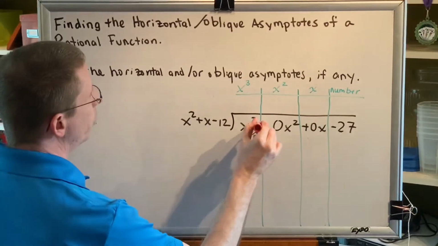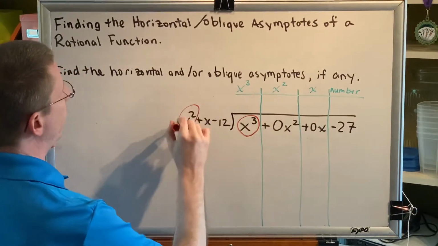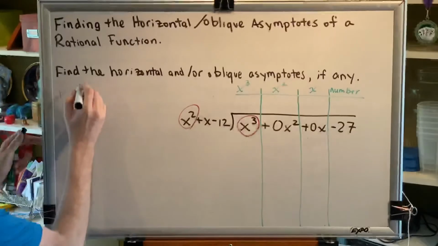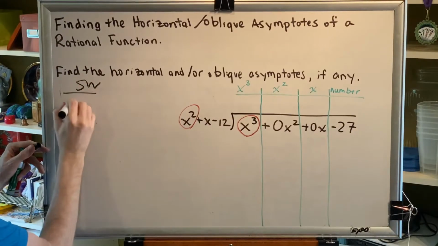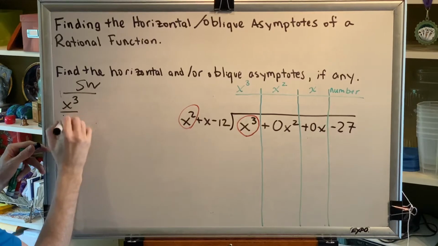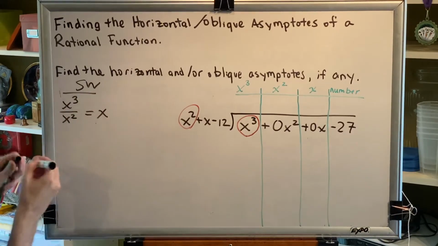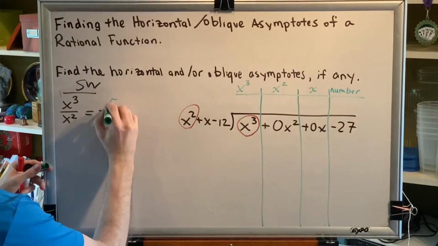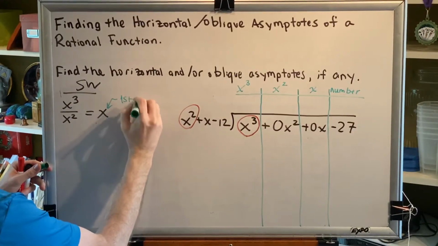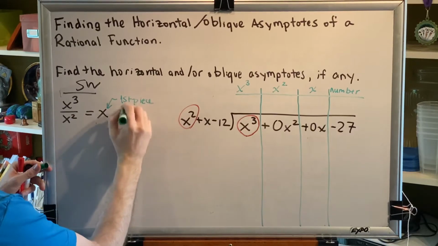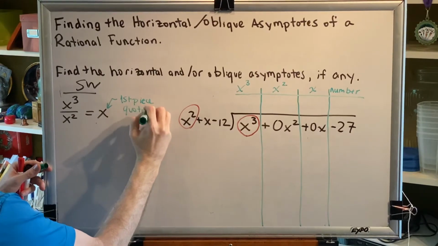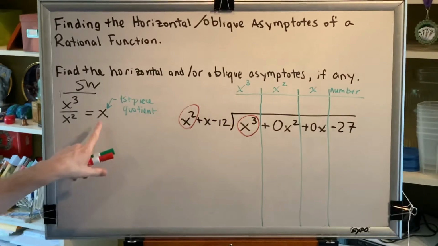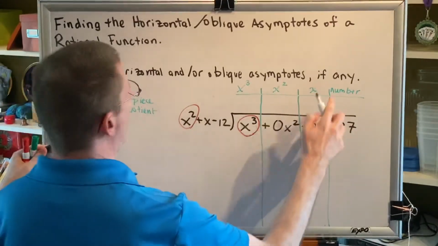So take the first term of the dividend and divide it by the first term of the denominator. We'll do this in our side workspace. So we have x cubed divided by x squared, which gives the result x. This is the first piece of our quotient. The quotient goes above the division bar in the appropriate column. Well, this is an x, so it goes in the x column.